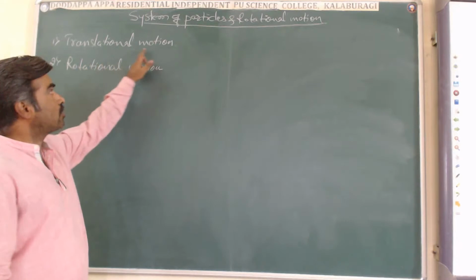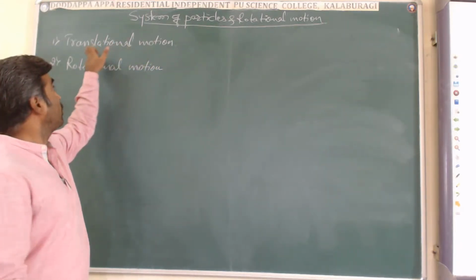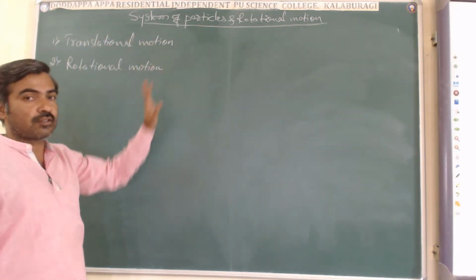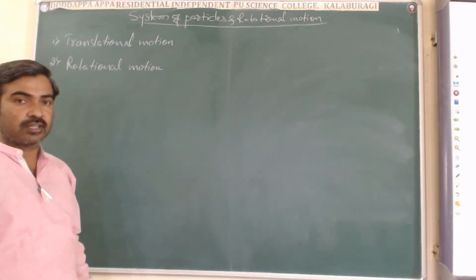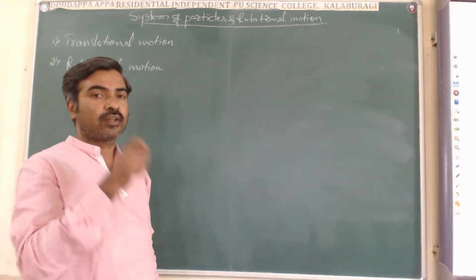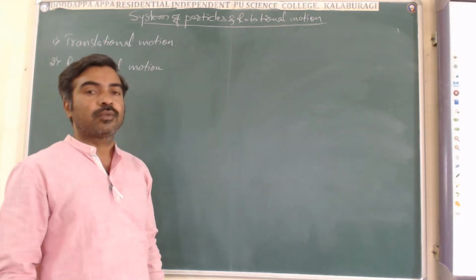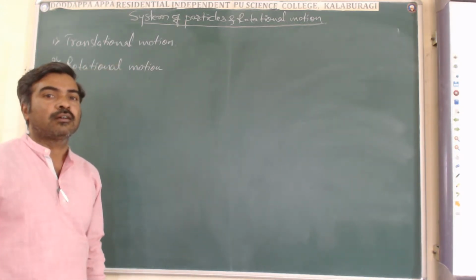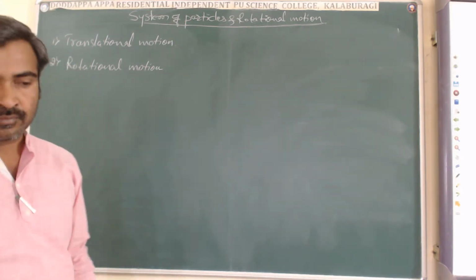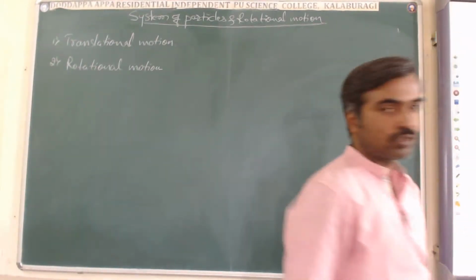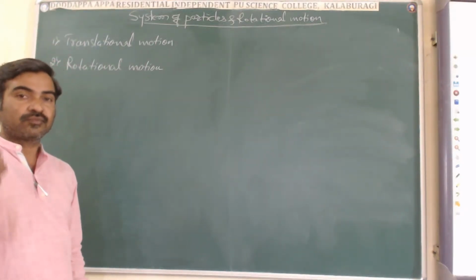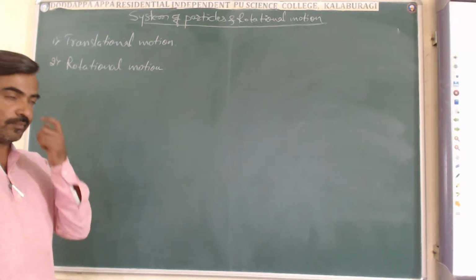Any body is said to be under translational motion, or it can also be defined as, as we discussed in the previous class, when a body moves on any horizontal surface, the velocity of every particle of the entire system should be the same. So that is translational motion. The velocity of all the particles of that system or body should be the same. That is translational.